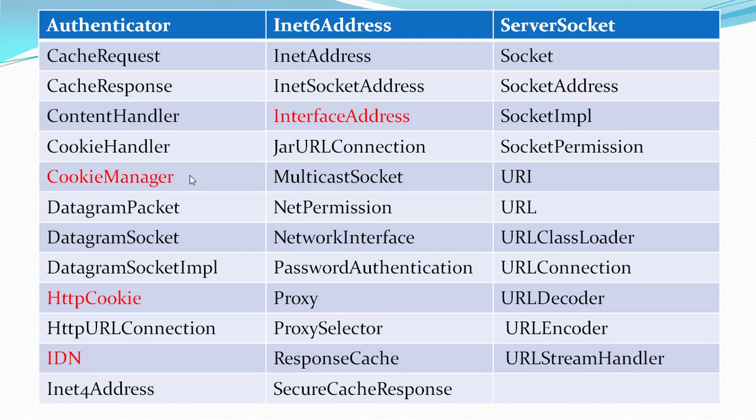ServerSocket, SocketAddress, SocketImpl, that is implementation, SocketPermission, URI, URL, URLClassLoader, URLConnection, URLDecoder, URLEncoder, URLStreamHandler. Like this, a vast number of classes are provided in the java.net package. Several classes were added by Java SE 6.